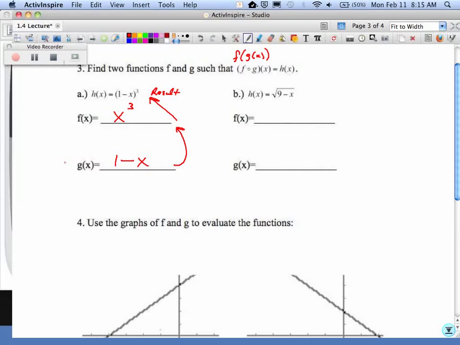I'll give you a few seconds. Look at B. If you see it right away, write it down. If you don't, look at your neighbors.